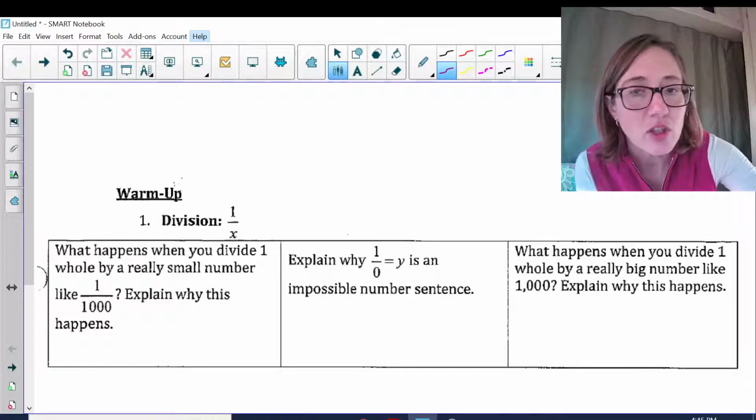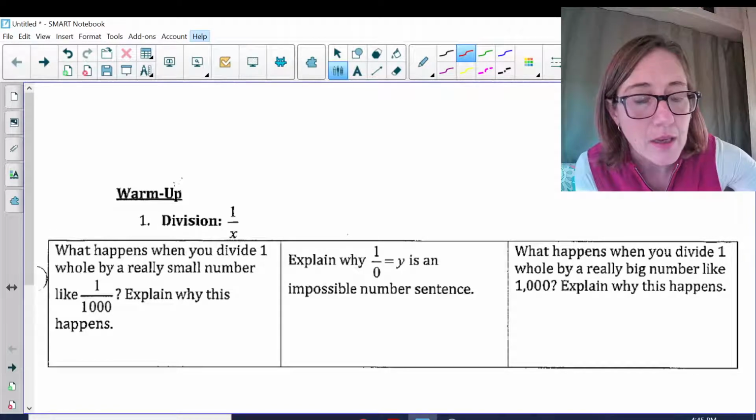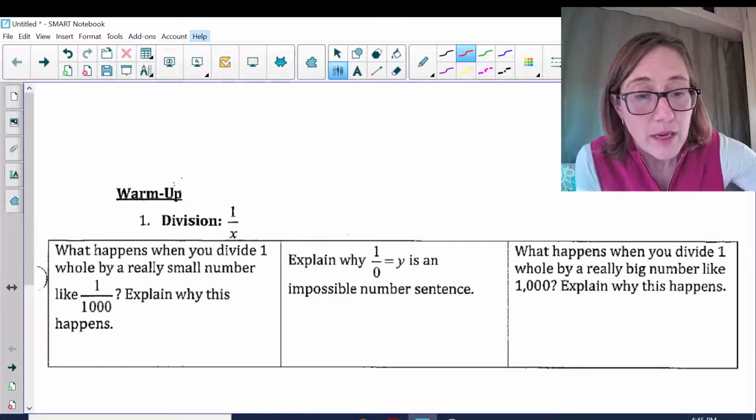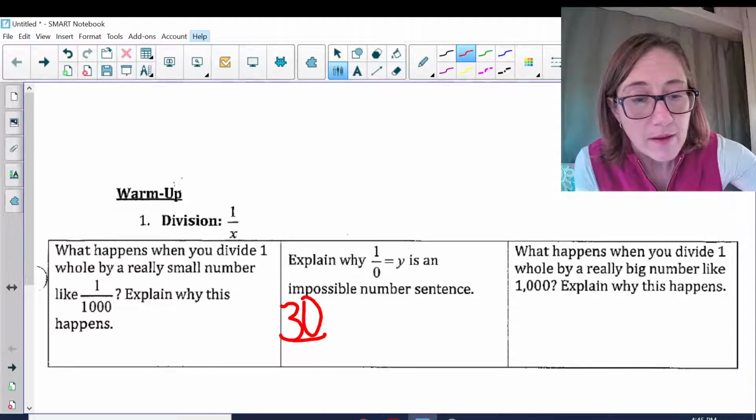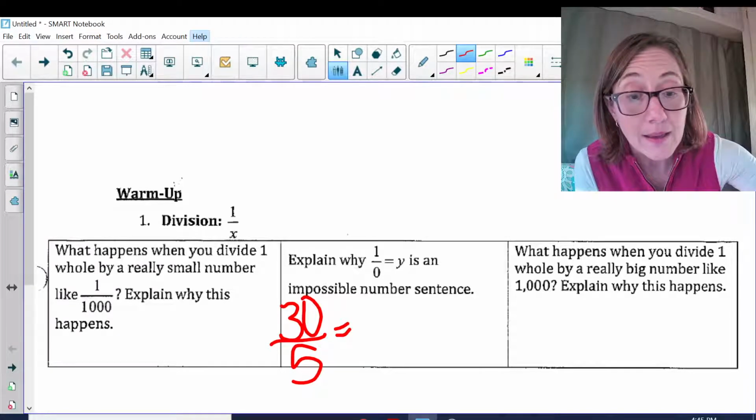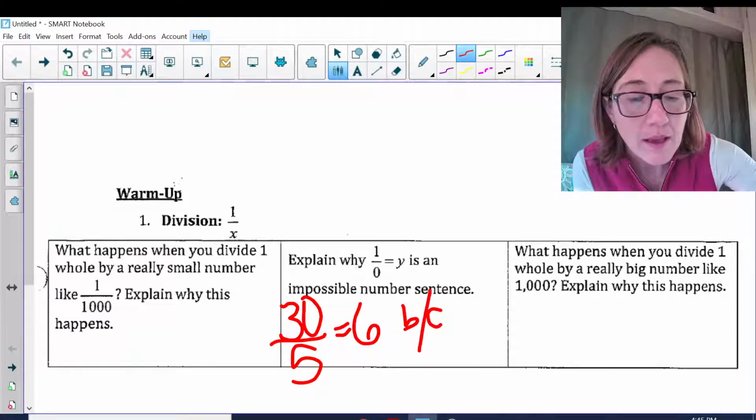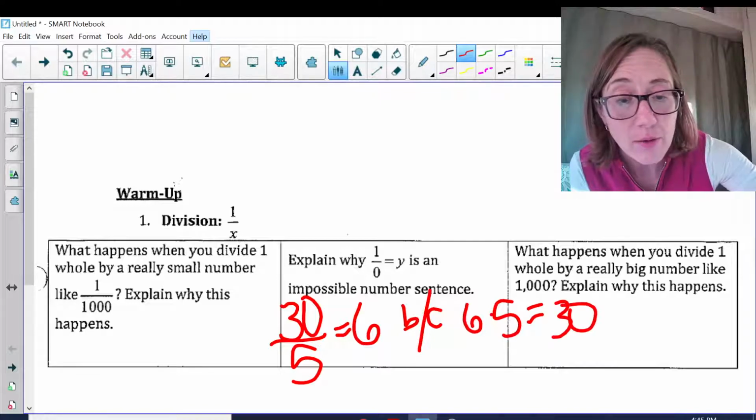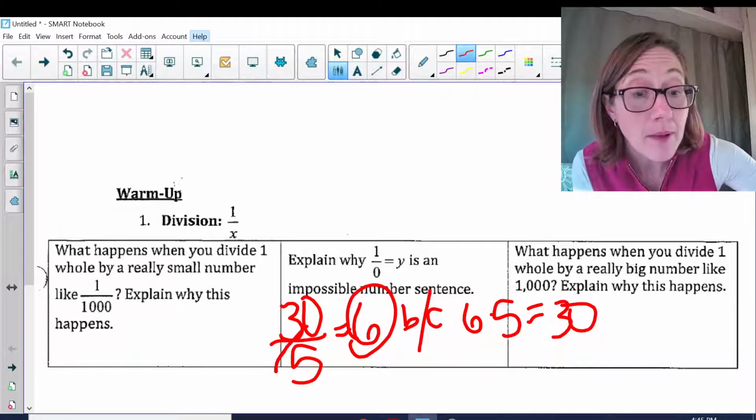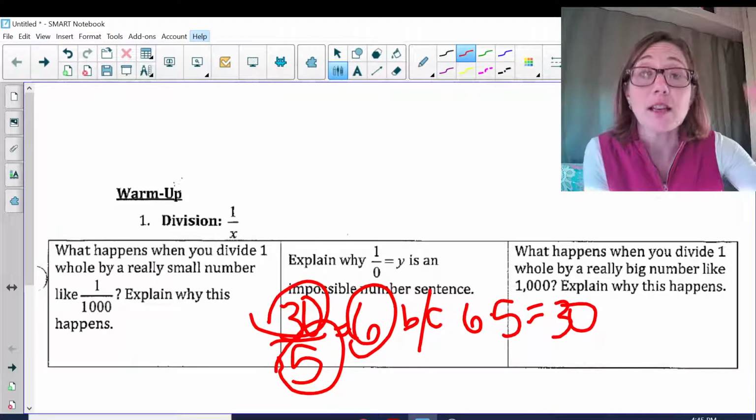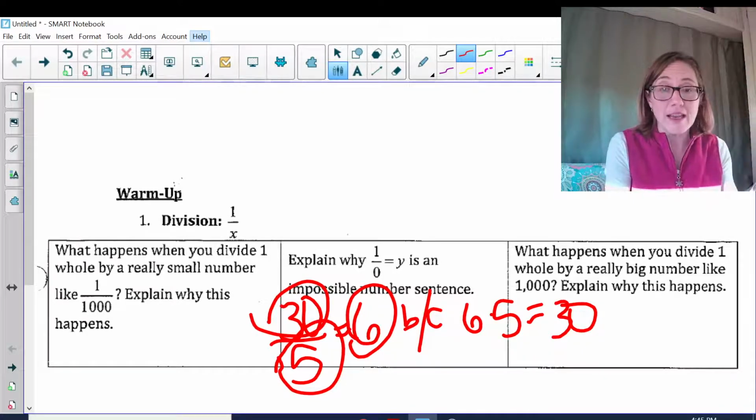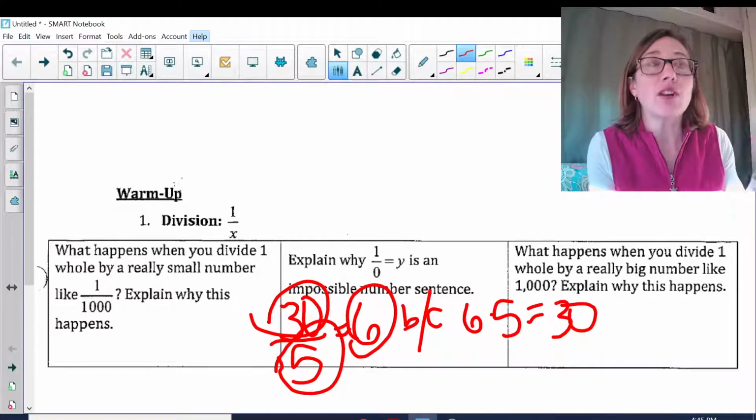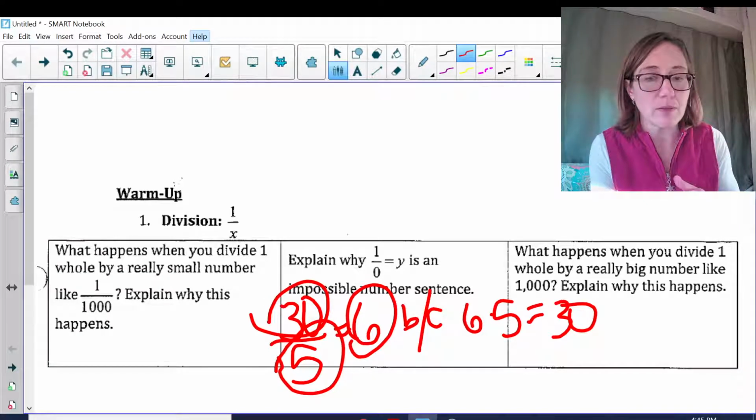What if I asked you, what is, I don't know, 30 divided by 5? Well, that would be 6, yeah, because your reasoning would be that 6 times 5 equals 30. You would take the answer and multiply it by what you're dividing by, and that would get you back to the number that you started with. So that's the reasoning of how we know a division problem is correct. You check it with multiplication.